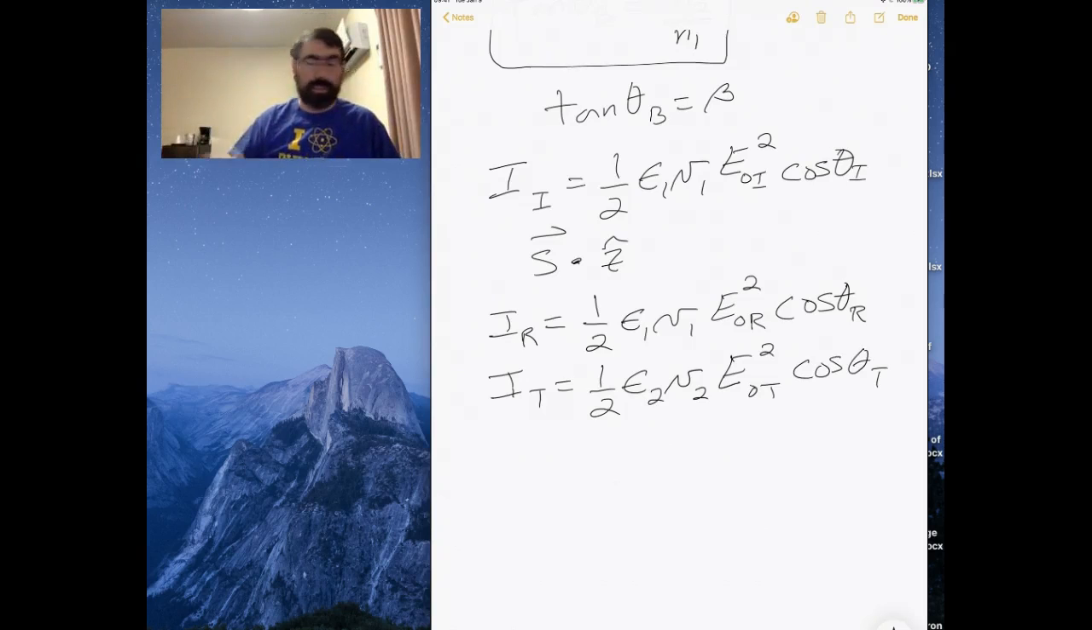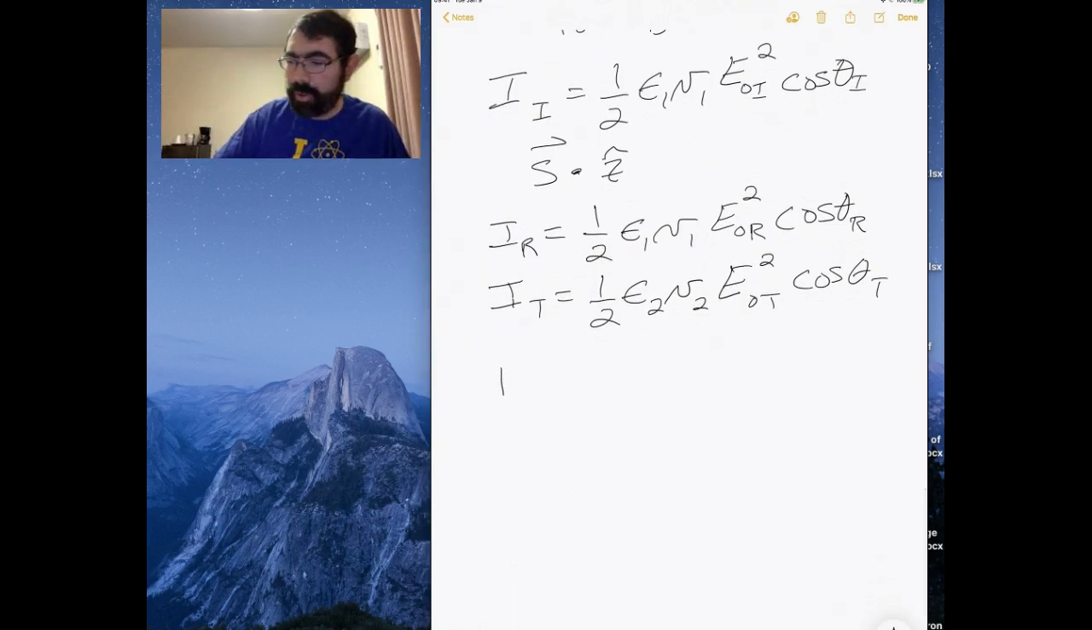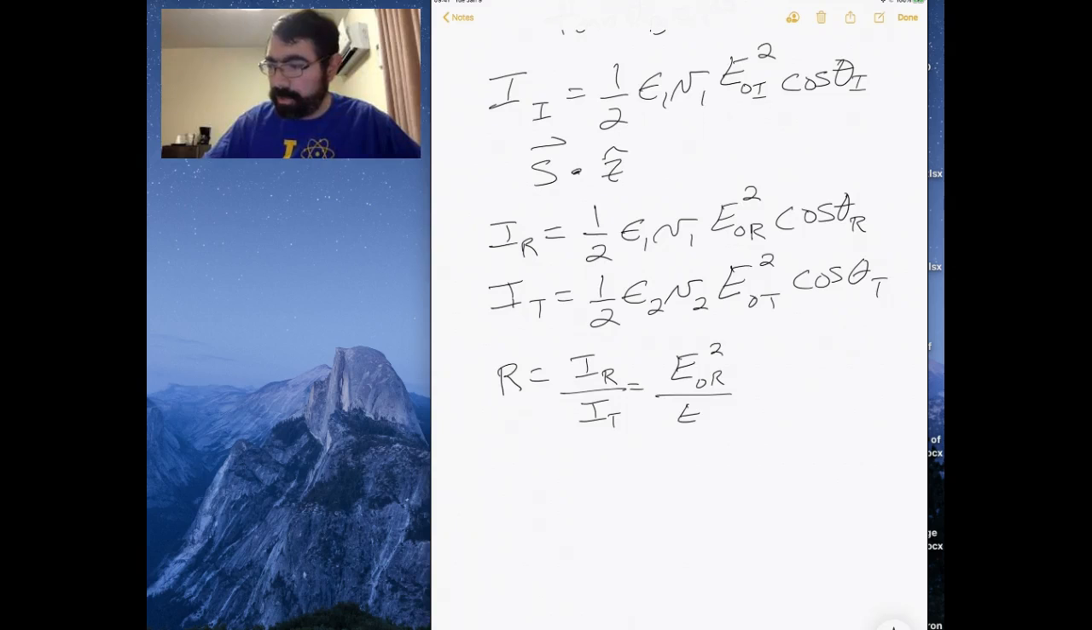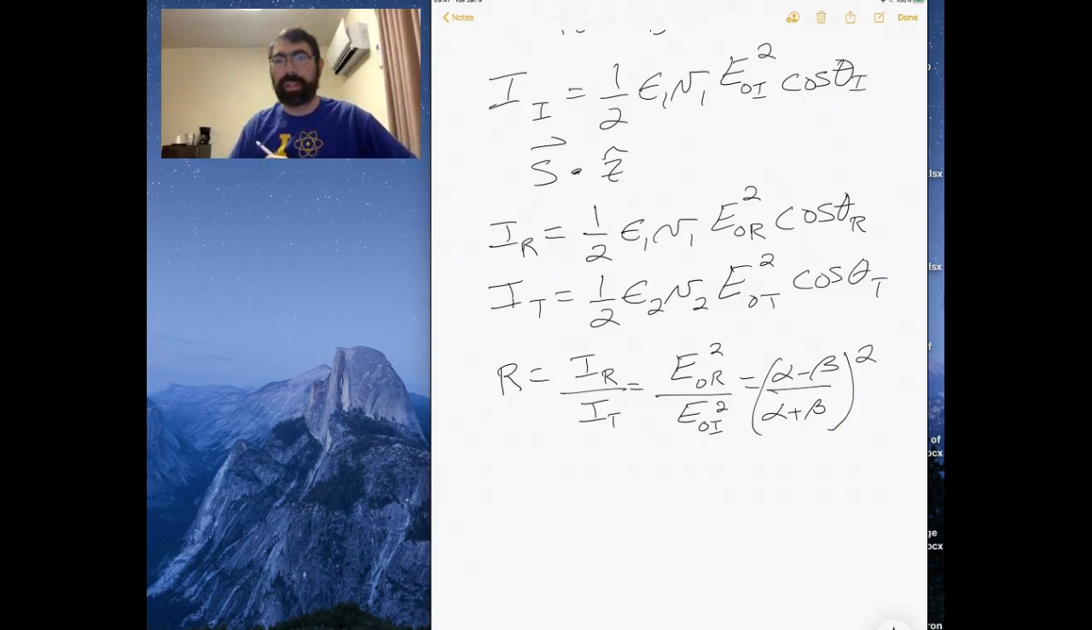So this reflection coefficient R is just the ratio of the intensities, which in this case everything cancels. The angle is the same, the permittivity is the same, and what you get is just the ratio of the amplitudes squared, which in this case would be (alpha minus beta over alpha plus beta) quantity squared.